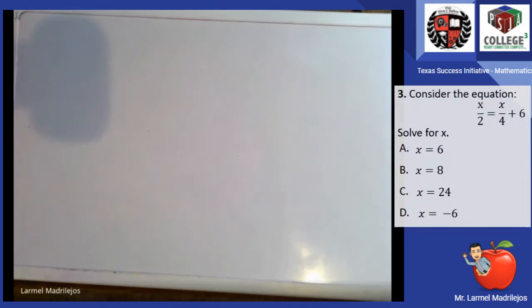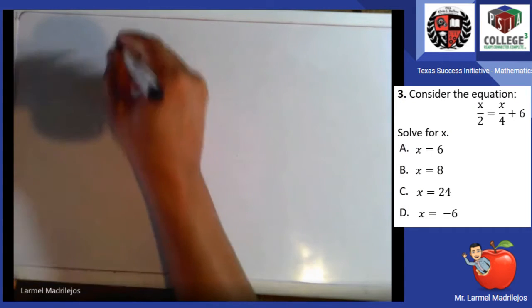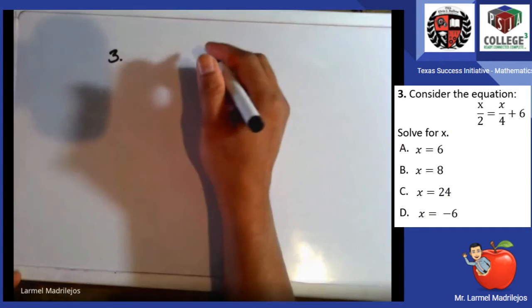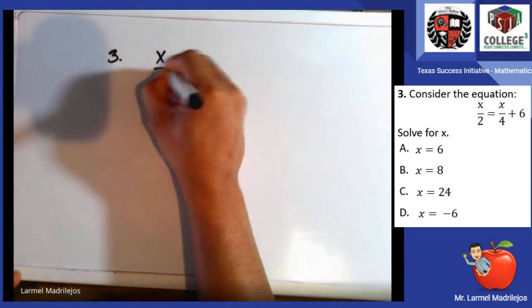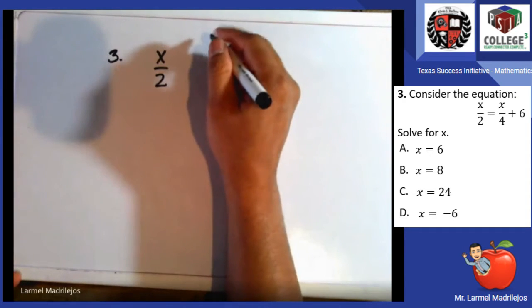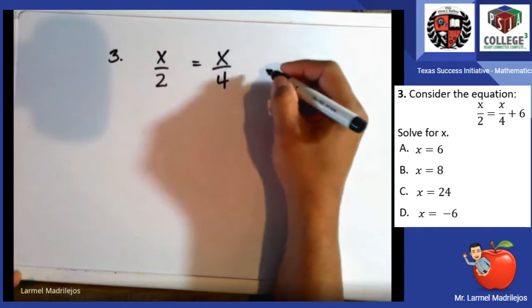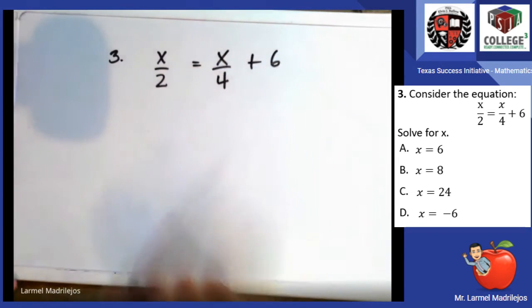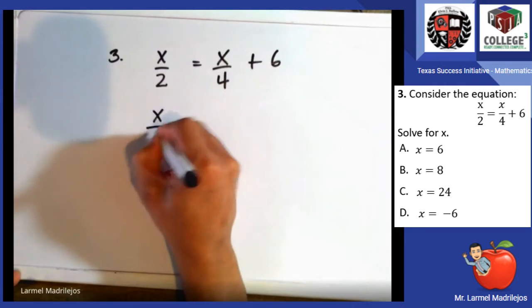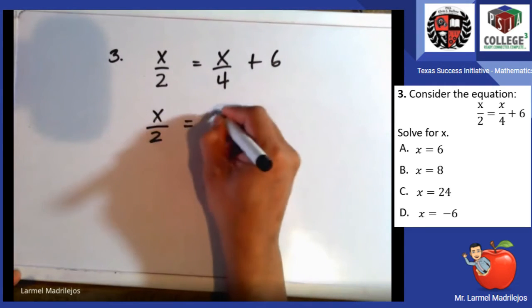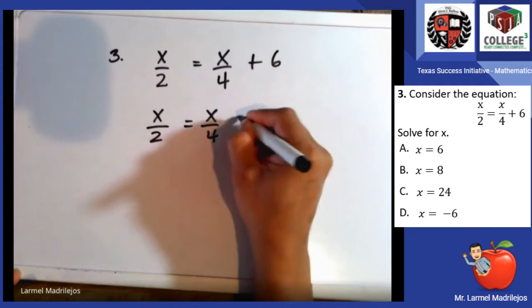This time is a fraction. Question number 3: x over 2 is equal to x over 4 plus 6. Okay, let me rewrite that again. So you know that that's the given. Okay, good.